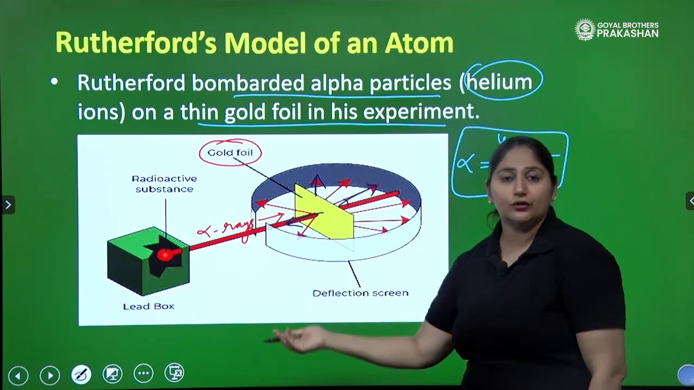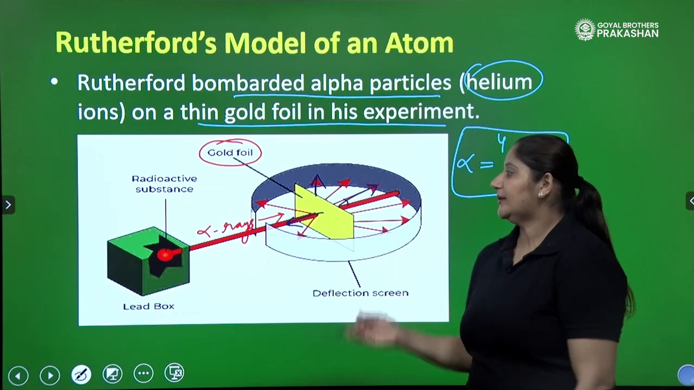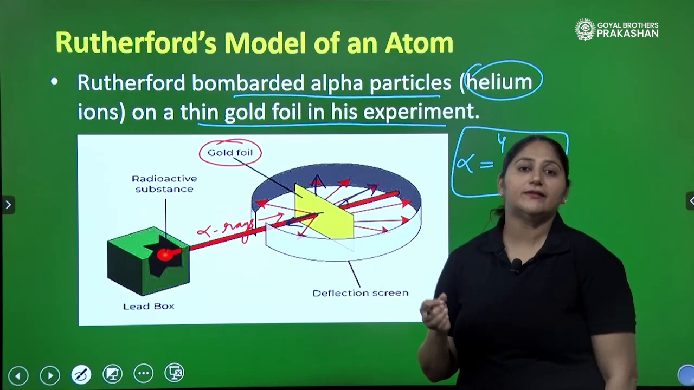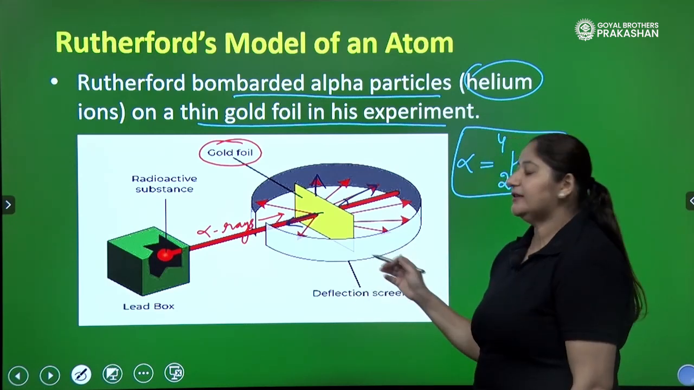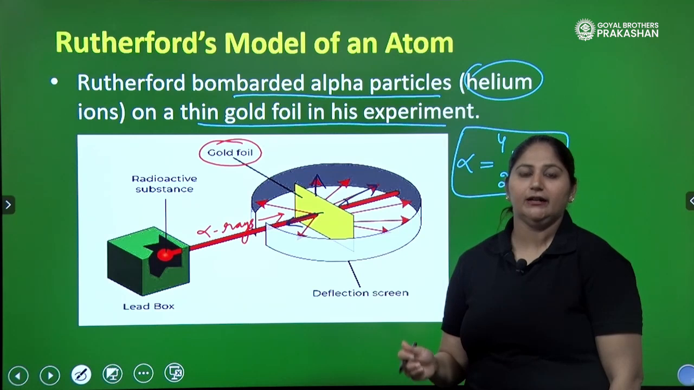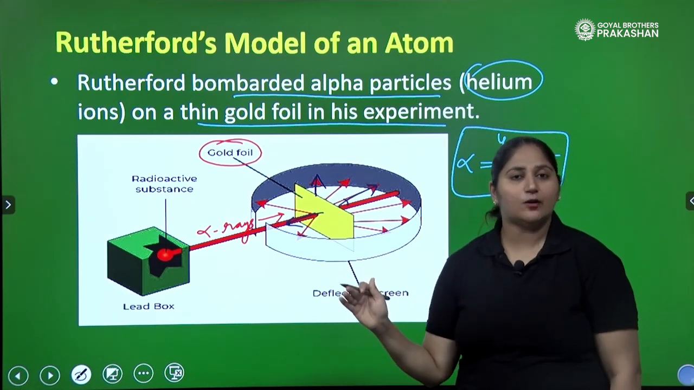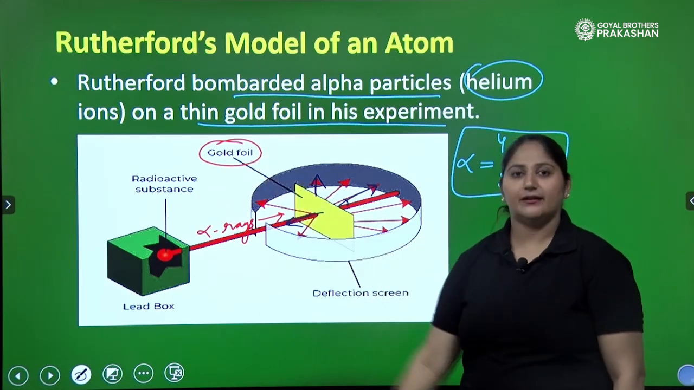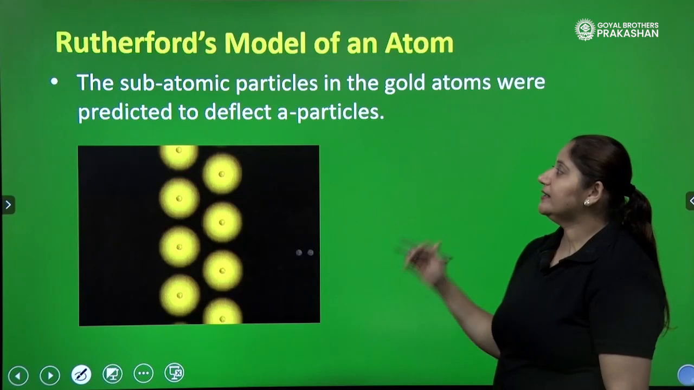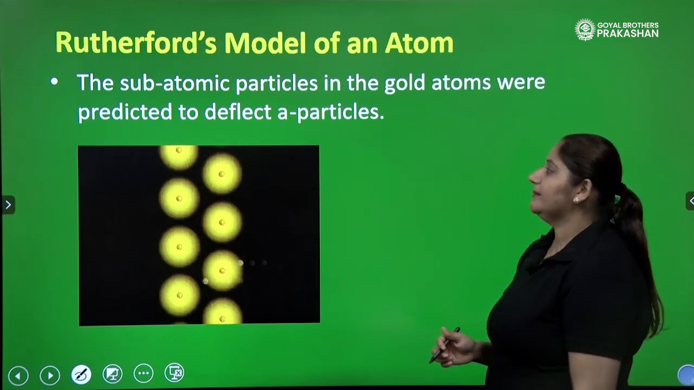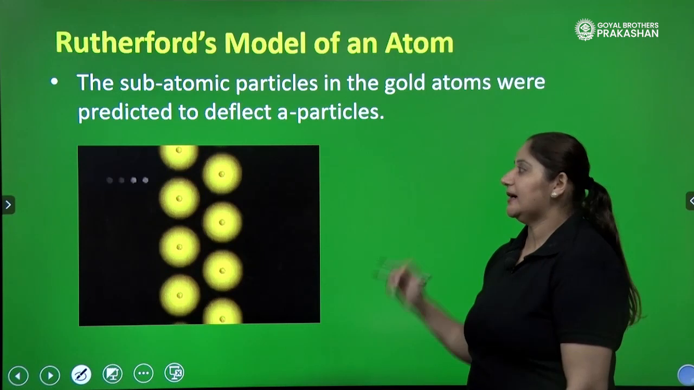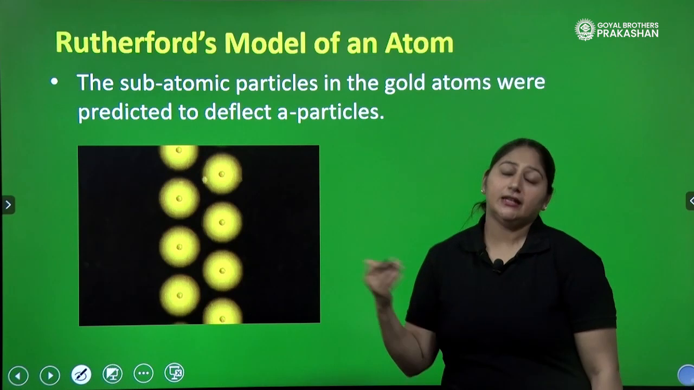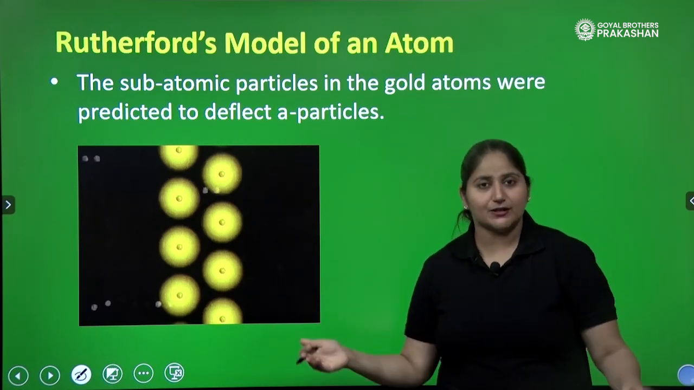Keep in mind, you should know the diagram of the Rutherford model. We are passing alpha rays to the gold foil. And why did we choose gold foil? Because we can make it very thin. Then there were three main observations recorded: few alpha particles deflected by a small angle, few by a large angle, few rebounded back, and few just passed through it. The subatomic particles in the gold atoms were predicted to deflect alpha particles, but not too much, only to very small angles, but he actually found large deflections.